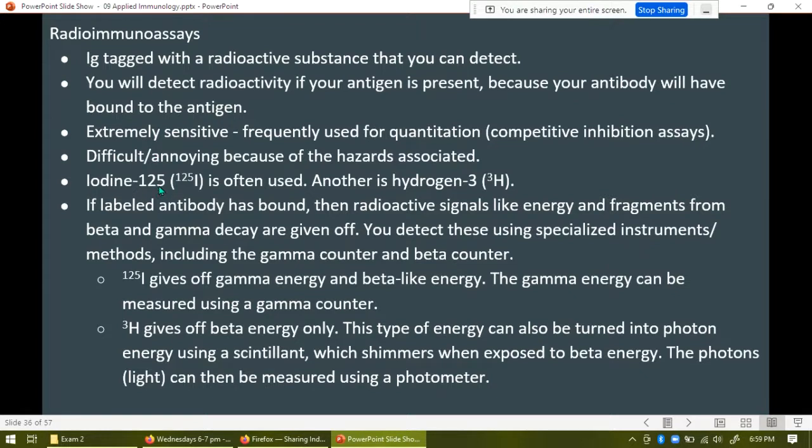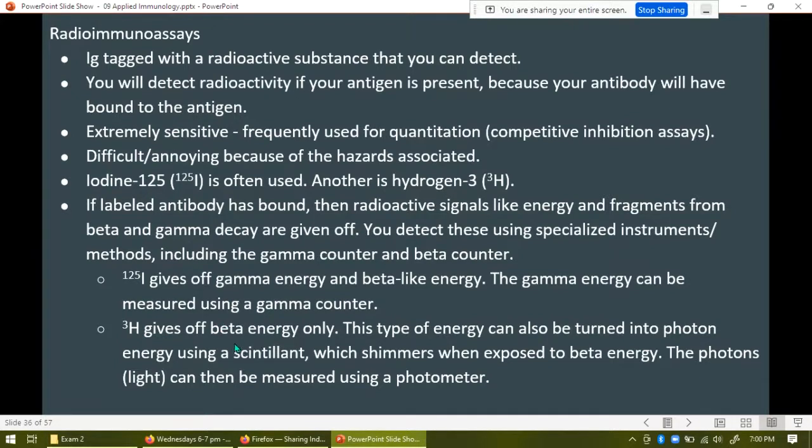The two most common elements that they use are iodine 125 and hydrogen 3. Iodine 125 is a lot more common. They can use pretty much anything, though, that they can detect, any radioactive isotope. If labeled antibody has bound, then radioactive signals like energy and fragments from beta and gamma decay will be given off, and you detect these using instruments like the gamma counter and the beta counter. So iodine 125 gives off gamma and beta-like energy, and hydrogen 3 gives off beta energy.